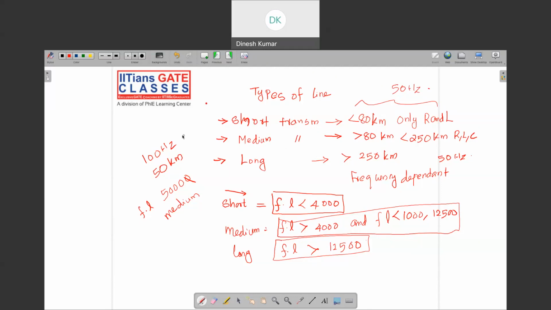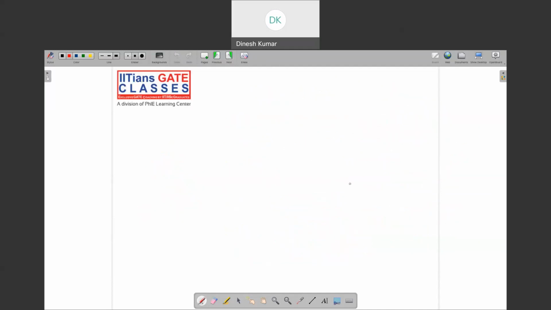Okay, so you can write down all these things, and then we will discuss more about short, medium, and long transmission. First we will look at the short transmission line. Or you can wait for some time so that the other slides get saved.